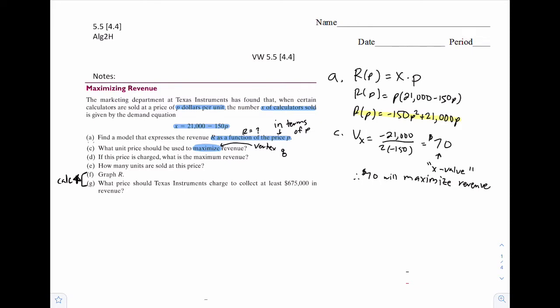Next part, part D, it says what is the max revenue? So for this one, again, you see the word maximum, and it's saying what is the max revenue? So what that means is, what is the Y value of the vertex? So we're going to plug in 70 into R, plug that in your calculator, and you're going to get 735,000. Highlight that. And there's your max revenue.